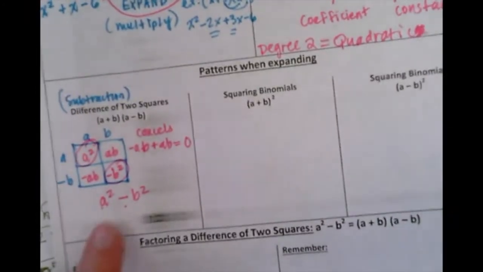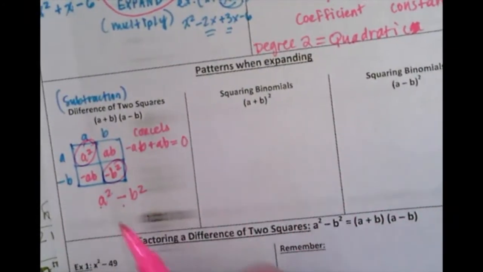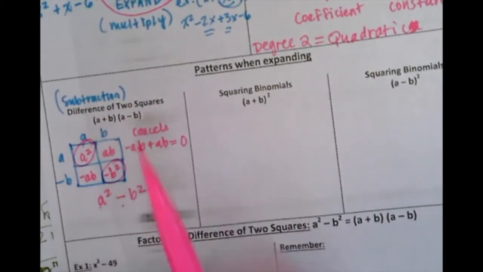Okay, so this is one pattern that in the moment we're going to think about factoring. So we're going to start with a squared minus b squared and then think about what are the a plus b and a minus b.